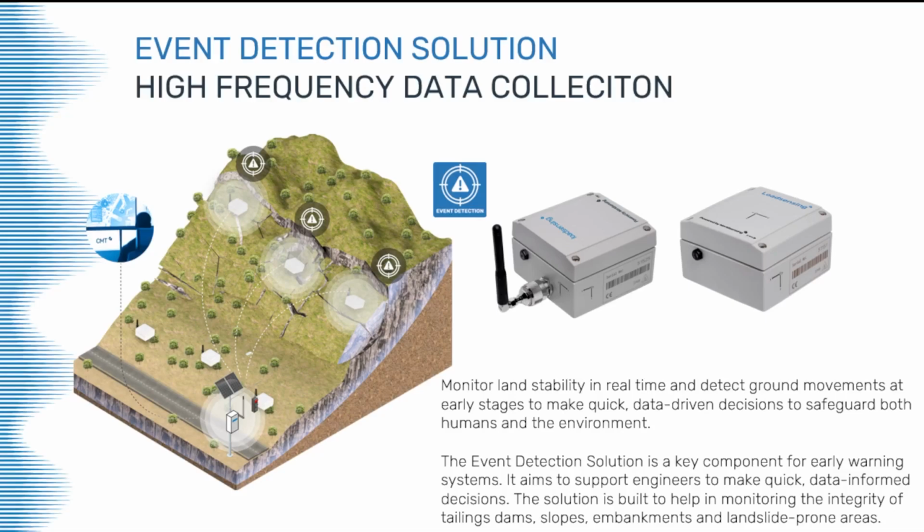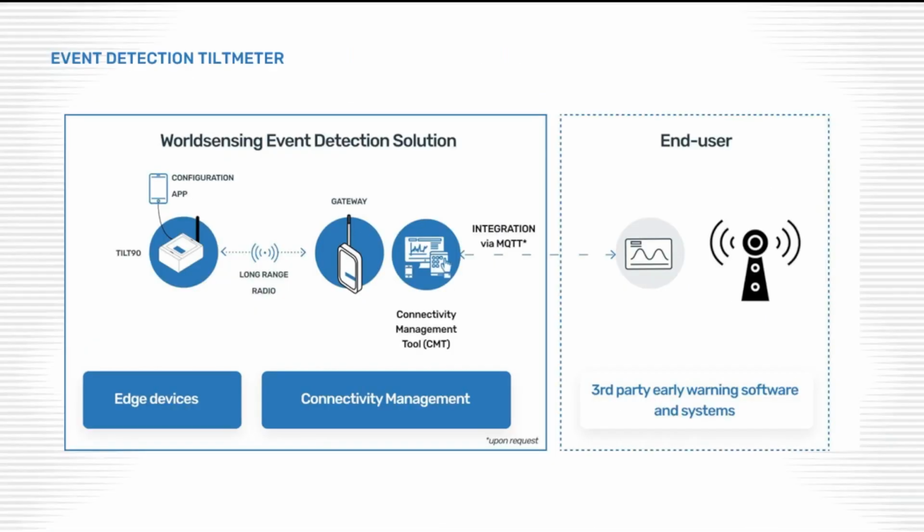So the high-frequency data collection comes with the event detection solution idea, where we're putting edge computing in the device. We're reading at high frequency intervals, and then we're transmitting at regular intervals as long as it's within certain parameters, alert levels set on the device. And when it exceeds those, we're jumping in and we're sending that data a lot quicker.